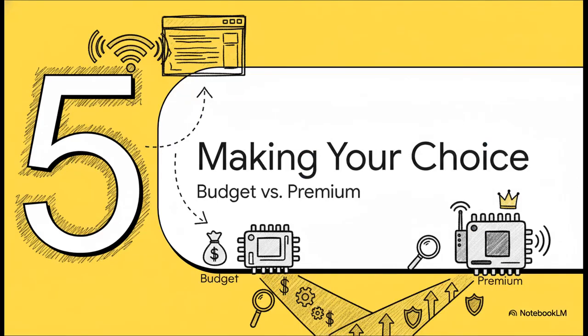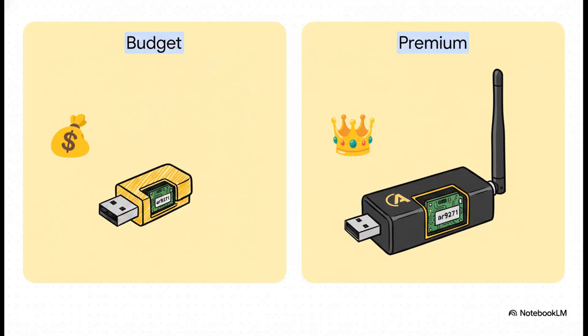Okay, so you know about the chipsets now. In this final section, let's talk about the actual adapters you can buy. We'll look at the budget versus the premium models to help you make your final choice. Let's say you decide to go with the Atheros AR9271 chipset. You basically have two paths. You can go for a budget option, an unbranded wireless adapter that just uses this chipset. It'll be cheaper. Or you can go for the Alpha option, the AWUS036NH. This is a much higher quality product, better range, more reliability, the whole nine yards.